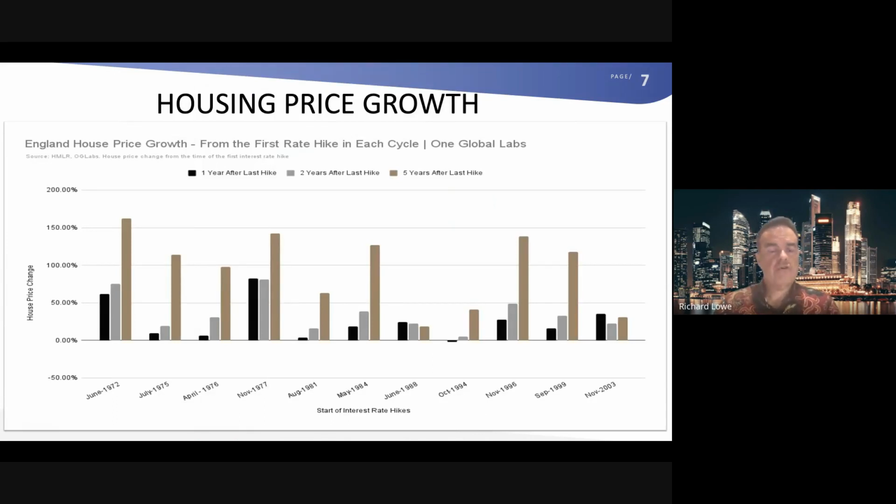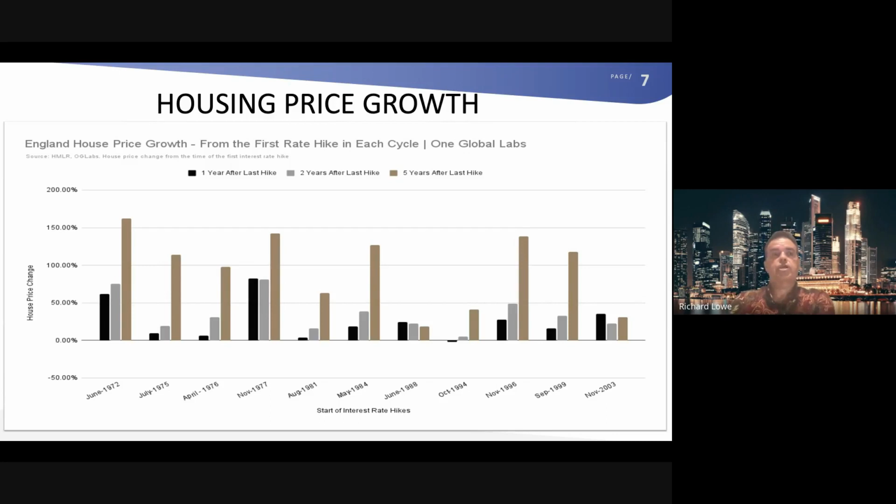Now, this graph or bar chart really blew me away when I first saw it. What it's taking is about 11 different snapshots in different times of history going back to 1972. And it's taking a snapshot of what happened to property after an interest rate hike. So the black bar is showing what happened to property prices a year after the rate hike. The silver is 2 years after the rate hike, and the brown is 5 years after the rate hike.